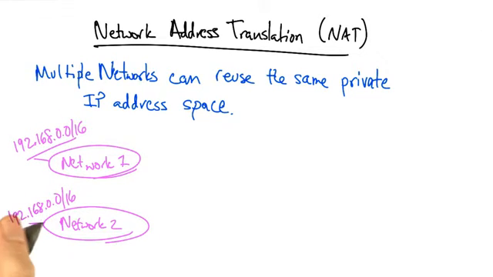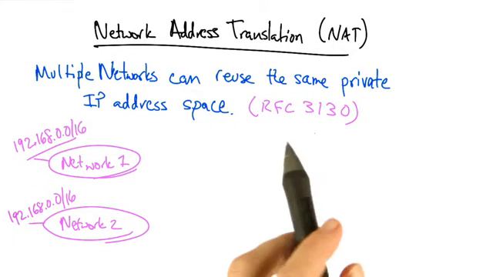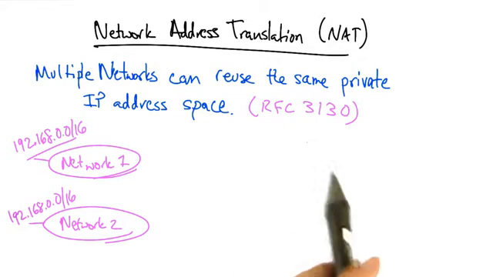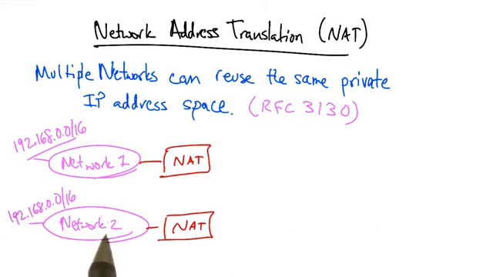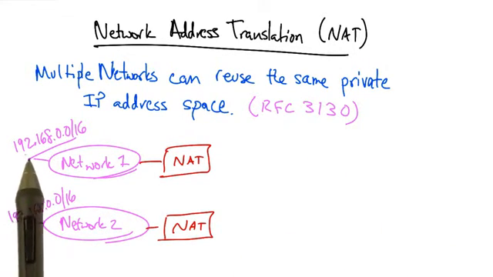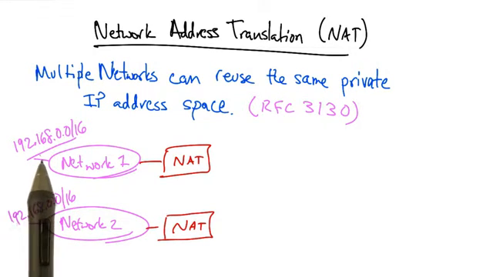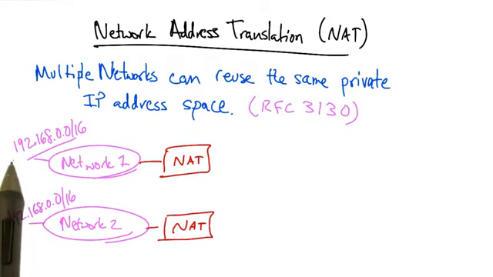For example, a particular special private IP address space is 192.168/16. Other private IP address space is specified in RFC 3130. Now, obviously, these two networks couldn't coexist on the public internet because routers wouldn't know, if they got a packet destined for an IP address in this space, which network the packet should be sent to.